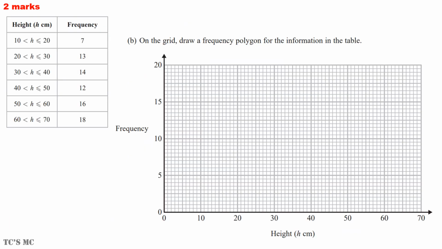On the grid, draw a frequency polygon for the information in the table. We need to make sure that we are plotting at the middle of each class interval. For the first one, we need to go to 15 and plot 7. For the second one, 25 and plot 13. For the third one, we go to 35 and plot 14. For the fourth one, we go to 45 and plot 12. For the fifth one, go to 55 and plot 16. And for the last one, go to 65 and plot 18.